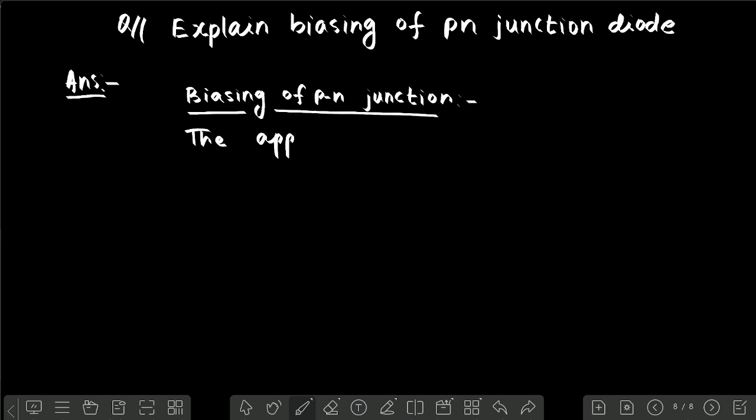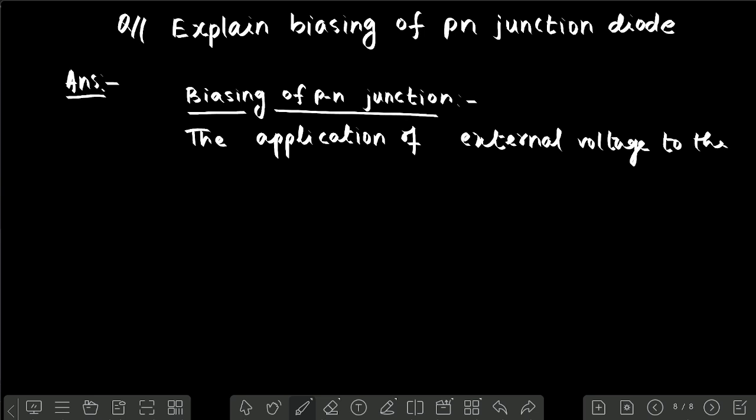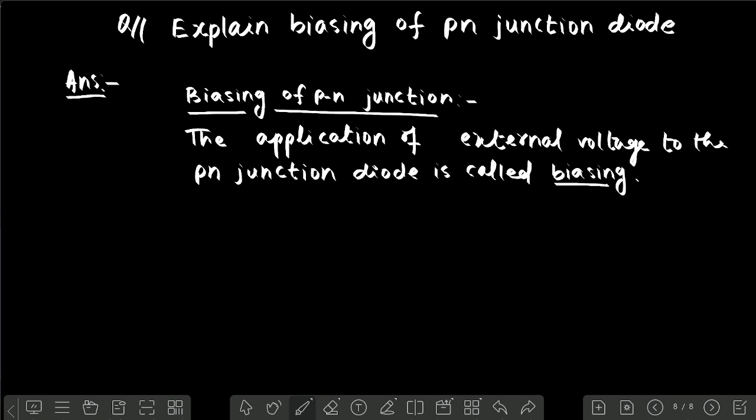The application of external voltage to the PN junction diode is called biasing. Called basically biasing of a PN junction.